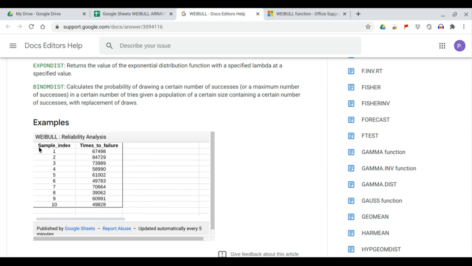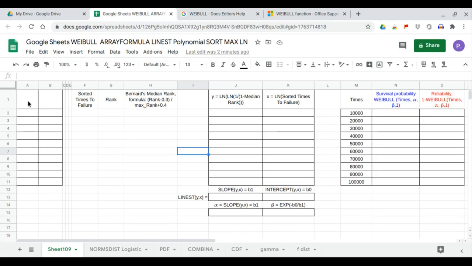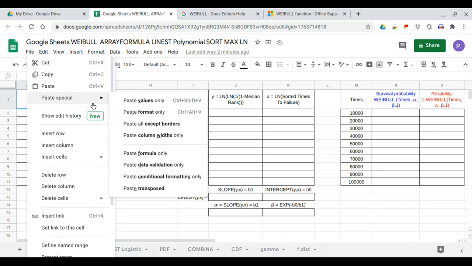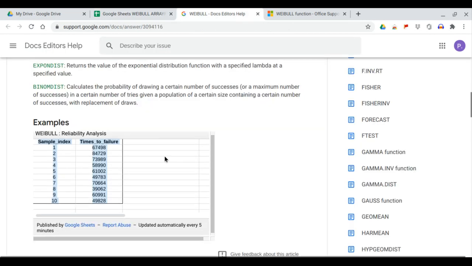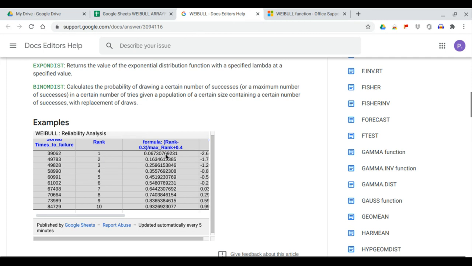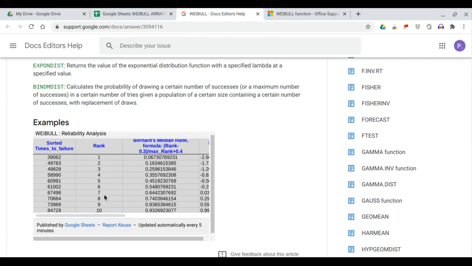Here we have a Weibull reliability analysis. We have a sample index and the times of failure of a device. So you copy this and paste it here. The next step will be to sort and re-rank it.